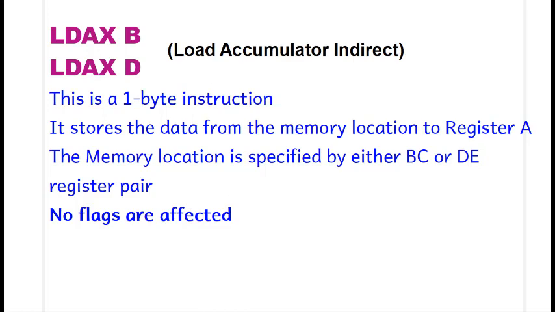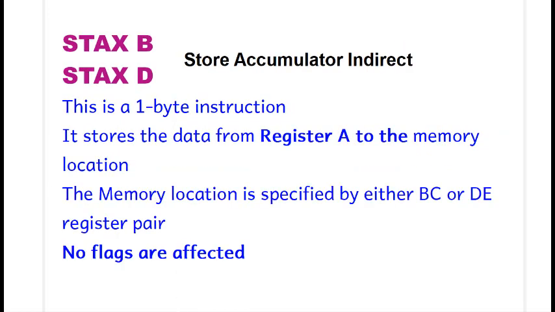Apart from this, we also study these two instructions, that is STAXB and STAXD. With respect to STAX, there are only two instructions, STAXB and STAXD. The full form is store accumulator indirect. Now this is a 1 byte instruction. It stores the data from register A to the memory location. This is the opposite of LDAX. And the memory location, in this case also, is specified by the BC or DE register pair. In this case, no flags are affected.